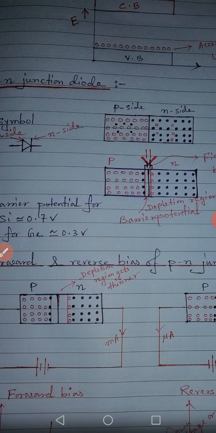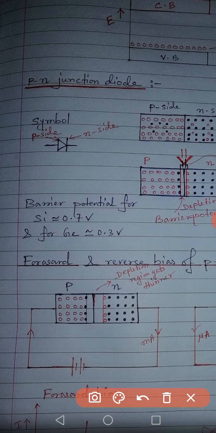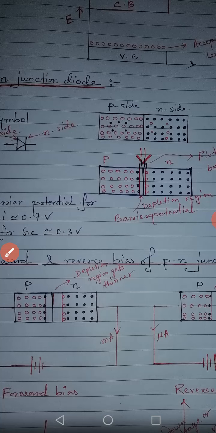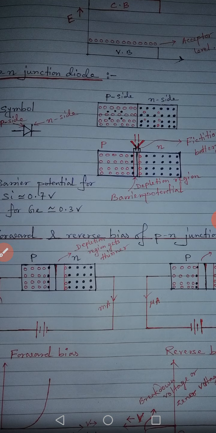The symbol of a p-n junction is this one. The triangular side is the p side and the bar is the n side. Now we will see the theory, because generally this chapter is based on theory only, so you have to understand the theory itself.